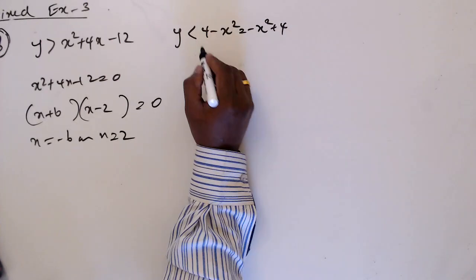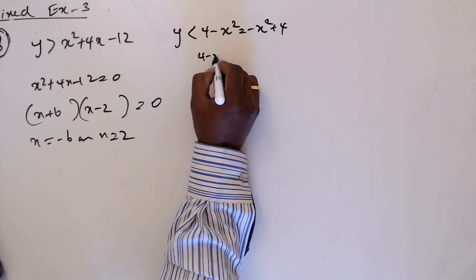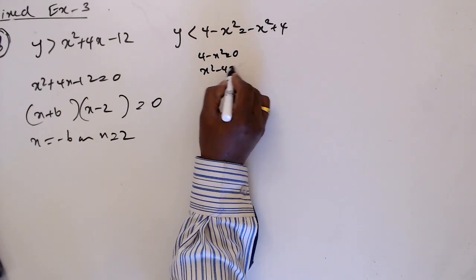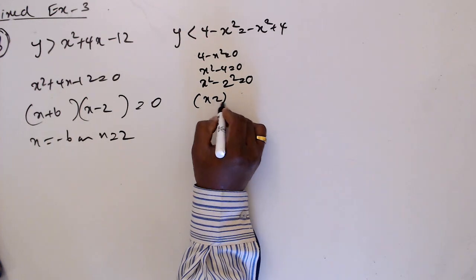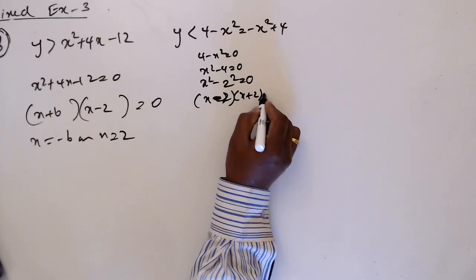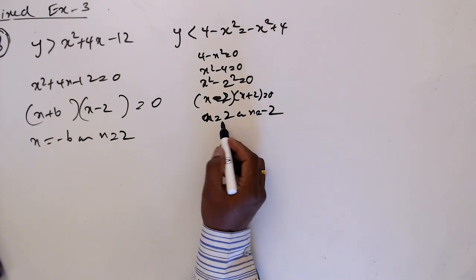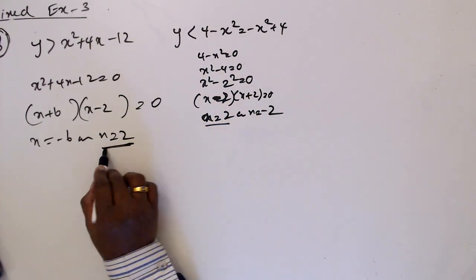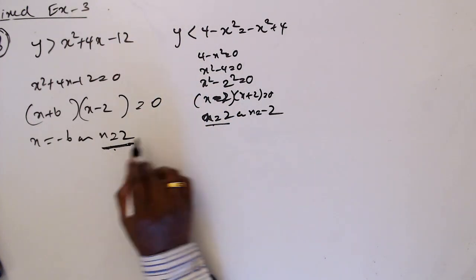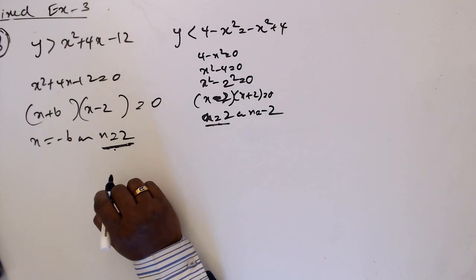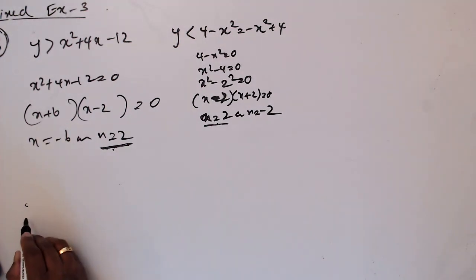For this one, let's find the roots actually. 4 minus x square equals 0. It means x square minus 4 equals 0. x square minus 2 square equals 0. x minus 2, x plus 2 equals 0. x equals 2 or x equals minus 2. I can see that there are the same roots for those two inequalities. x equals 2 is going to be a common answer.